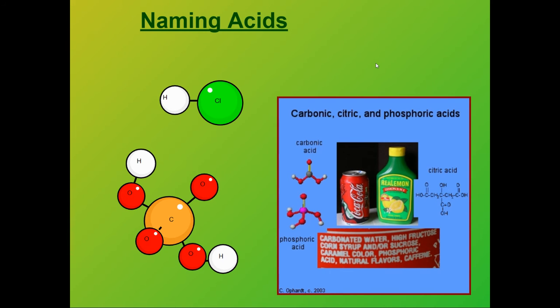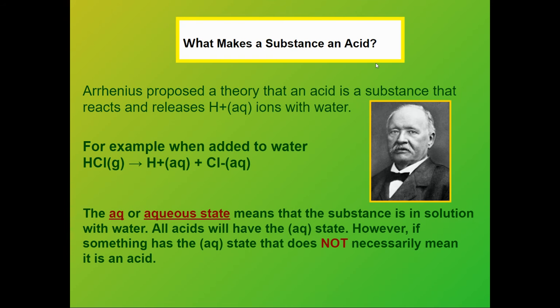So now we're going to move into talking about how to define an acid and how to name them. So there's lots of different types. There's carbonic acids and citric acids and phosphoric acids. And you can find all of these in Coke or in your lemon juice. So we have acids in a lot of things. Acids wear away at the enamel of your teeth. That's why using these kinds of things over a long period of time can actually harm your teeth. So what makes a substance an acid?